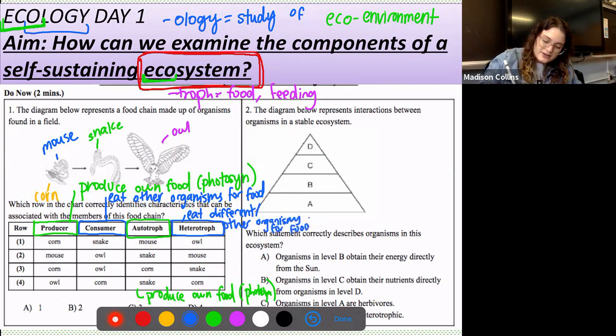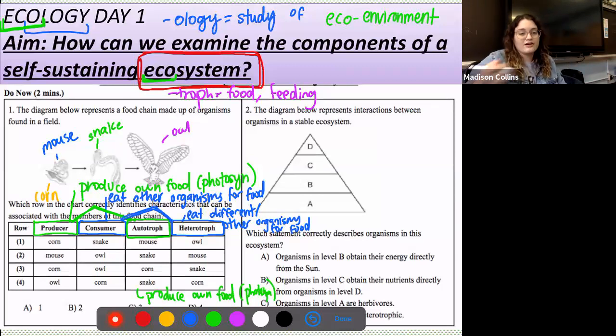Now, if you haven't noticed already, these definitions sound pretty familiar, pretty similar even. And that's because these words are actually synonyms. So anytime you see the word producer, we're talking about autotrophs. Those are organisms that produce their own food through photosynthesis. Whenever you see the word consumer, we're talking about heterotrophs. These are organisms that have to eat other organisms for food. They cannot photosynthesize.